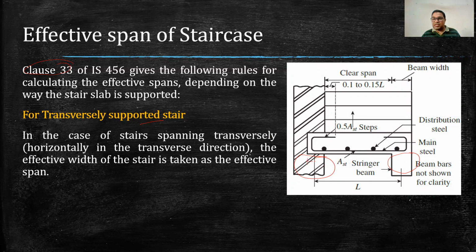So in this case, the bearing width of this step is this in case of wall. So center of this bearing and center of this beam, because this step is resting over the whole width of beam. So this distance will be known as the effective span in case of transversely supported staircase. Similarly, if there is a cantilevered staircase, then in that case, it will again be considered as a center of bearing to the free end. So in that case, it will look like this.